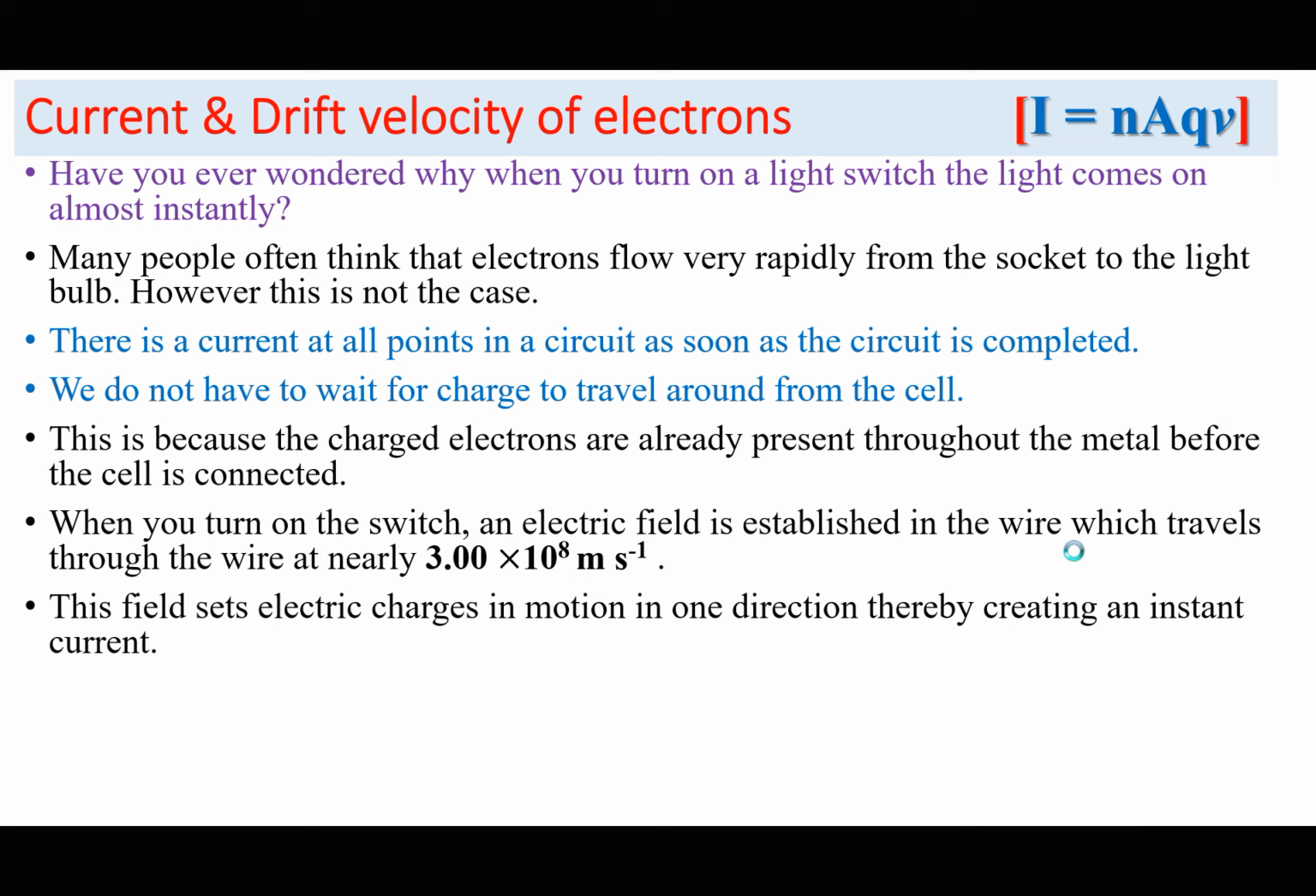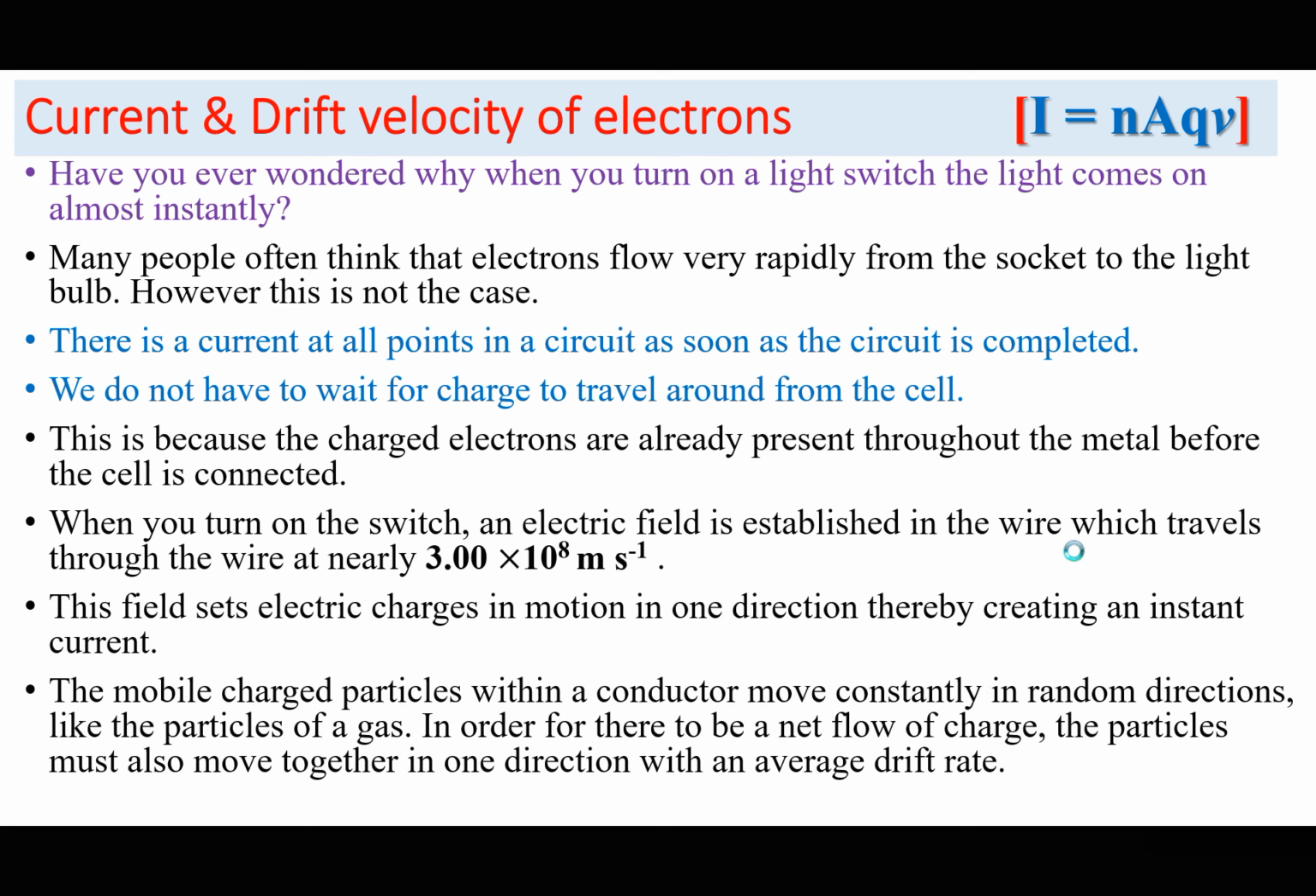They were already there and free to move. But completing the circuit just sets them to move in one particular direction, that is, from negative potential to positive potential in that case. And therefore an electric current can be said to flow.